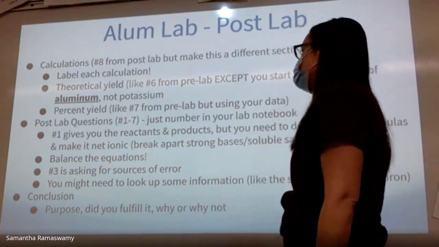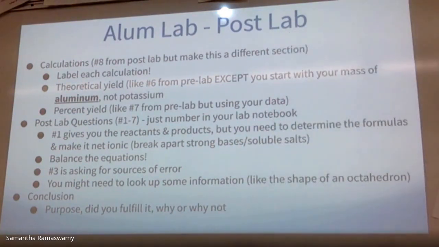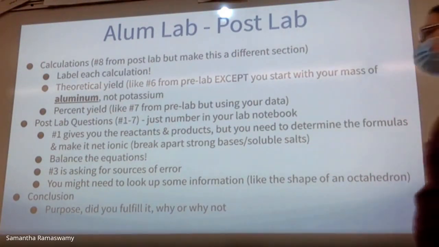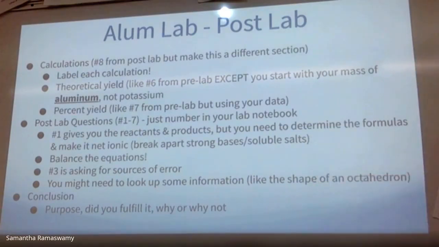Then you'll have your post-lab questions. Just number them in your lab notebook. Number 1 is looking at net ionic equations. So number 1 gives you reactants and products. You just need to determine the formulas and then make it net ionic. So by making it net ionic, break apart strong bases and soluble salts. Cancel out spectators. Don't forget to balance.